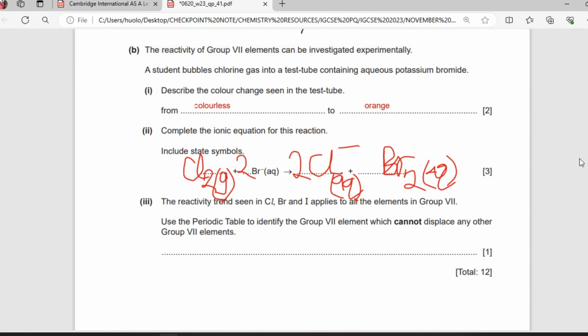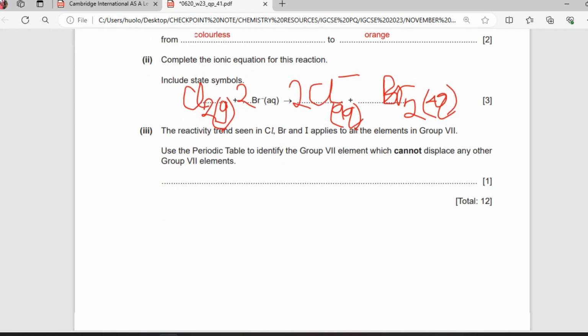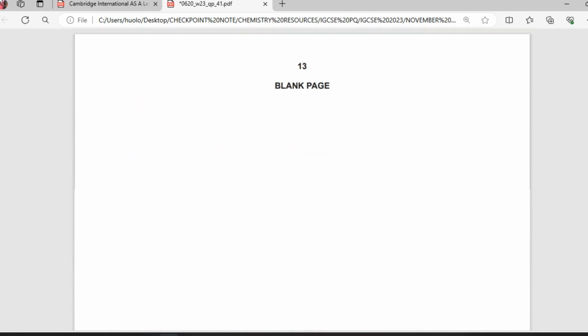Now we move on to the last question. The reactivity trend seen in chlorine, bromine, and iodine applies to all the elements in group 7. Use the periodic table to identify the group 7 element which cannot displace any other group 7 elements. Okay, so there are 5. 3 have been listed. We have astatine and tennessine, but we are asked to use the periodic table, so we need to go back and look at the periodic table and see if tennessine is included in this periodic table.